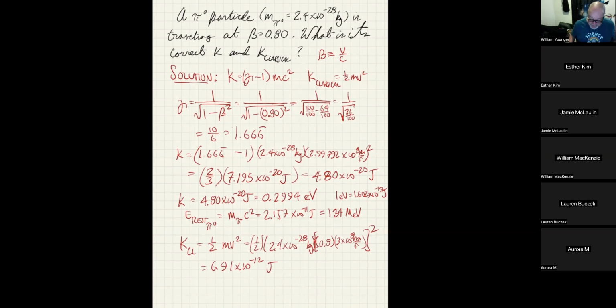But anyways, we now have the answer, which is the kinetic energy of the pion is 4.80 times 10 to the negative 20th, whereas the classical kinetic energy, 1/2 mv squared, is actually equal to 6.91 times 10 to the negative 12th. I don't see any mistakes I made in the calculations. Everything looks fine. So anyways, that's another problem solved. Anybody have any questions on that?